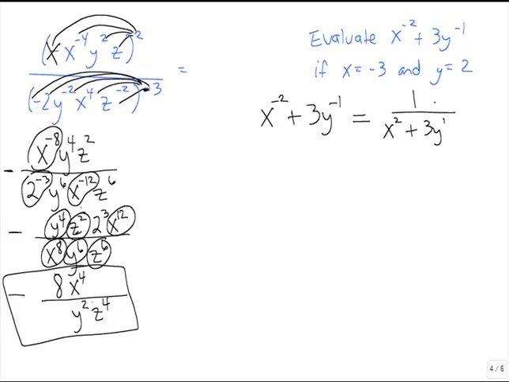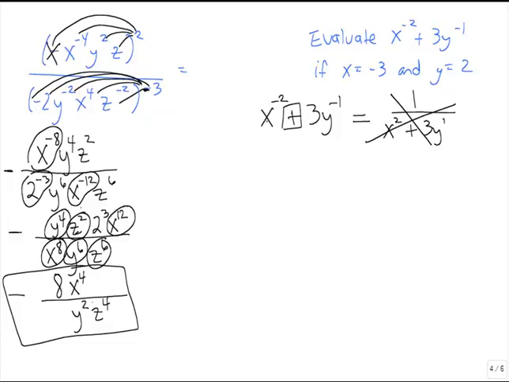Now that's incorrect because of this plus sign which is in between. We are not allowed to distribute powers across addition or subtraction. So what that means is we need to make sure that we flip the x's and the y's, but we have to do them independently of each other.